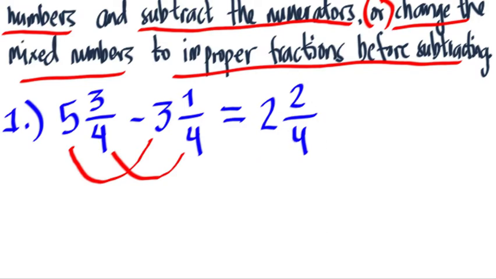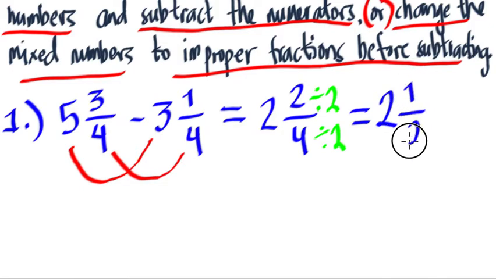But then, as you can see in the fractions, we can clearly divide them both by 2, since they're both multiples of 2. So we can just write the whole number 2, because we cannot do anything about it. But 2 divided by 2 is 1, and 4 divided by 2 is 2. So therefore, our answer is 2 1/2 for number 1.